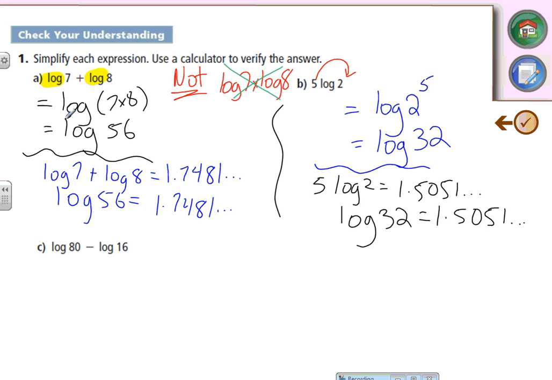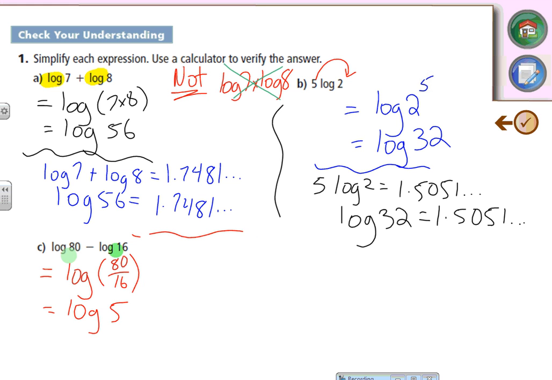Log of 80 minus log of 16. We are subtracting two logs. That means we are dividing in one log, getting it to one single log. Log of bracket 80 over 16. This can only be done if those bases were the same, and they were. They're both base 10. 80 divided by 16 is 5, so we get log of 5.